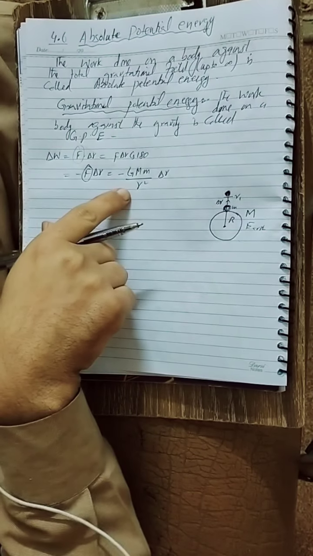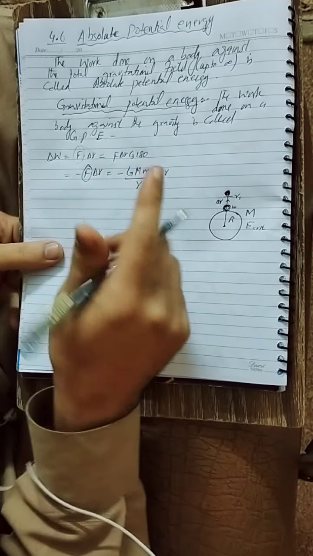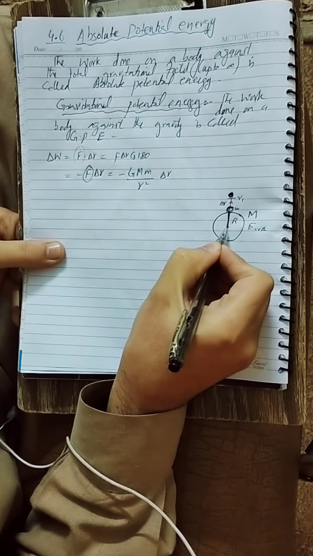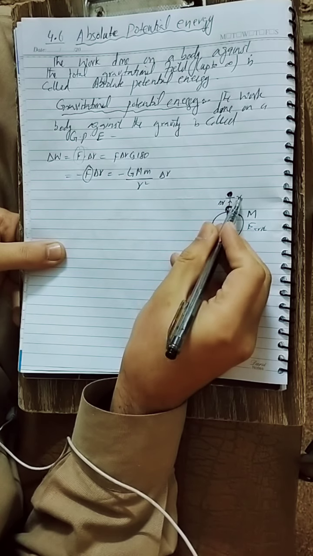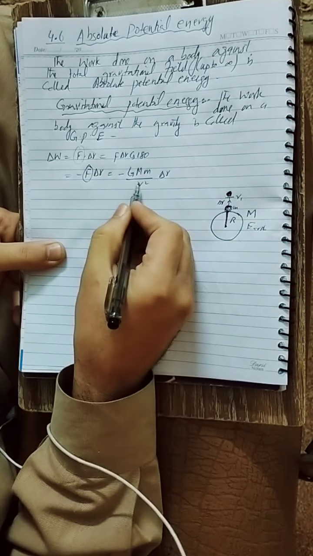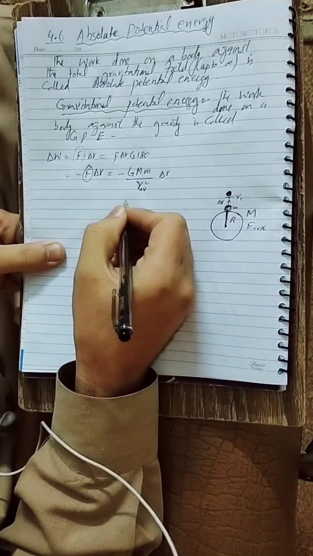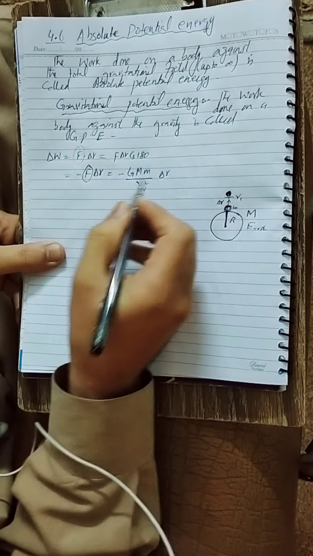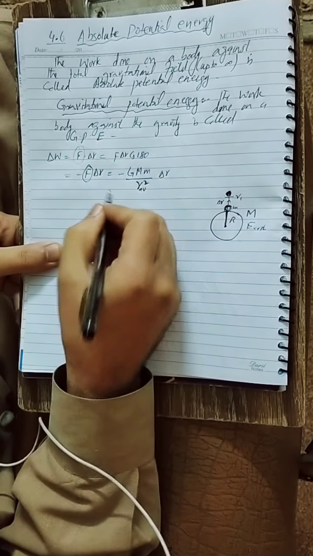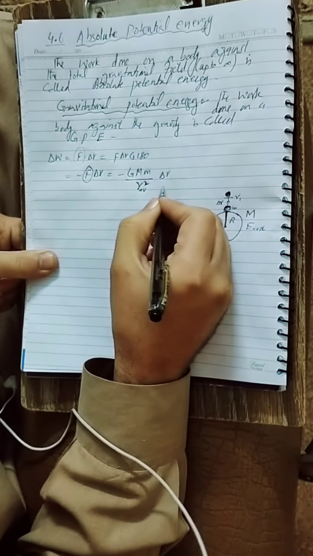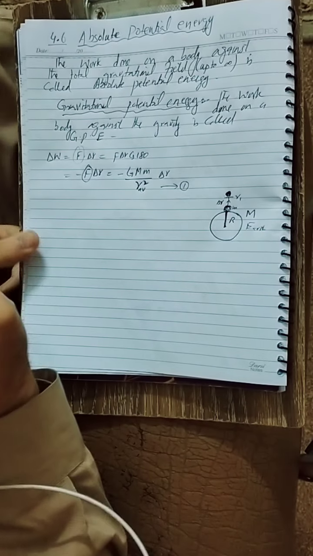Look at this distance. Initially the distance was smaller, which is the radius of the earth. Now the distance is very large, r1. So it means that the distance is changing. If the distance is changing, we have to take the average of this distance. So this is r average square. Now this is labelled equation number 1.